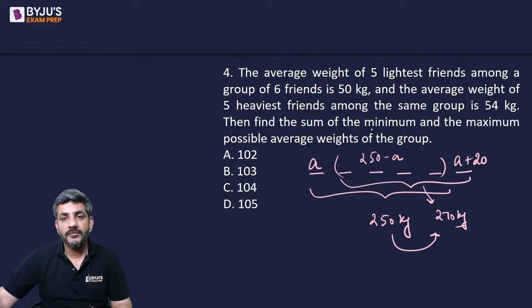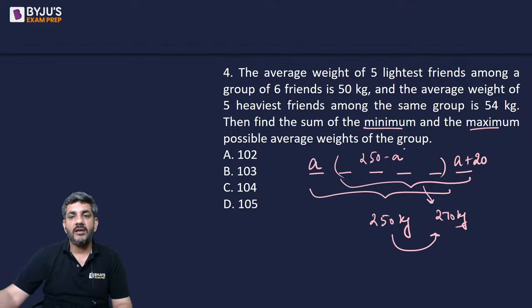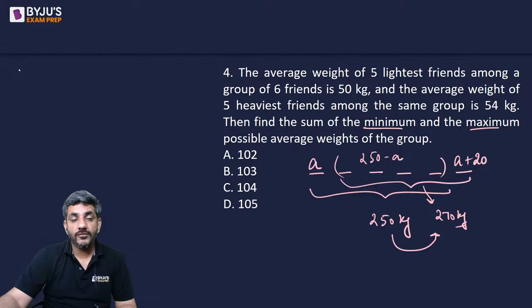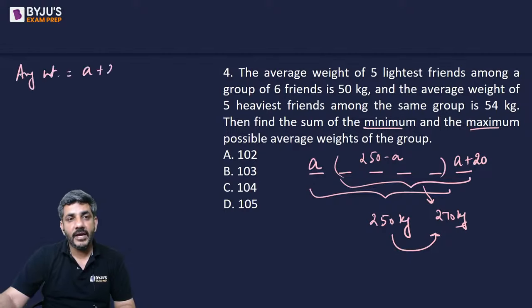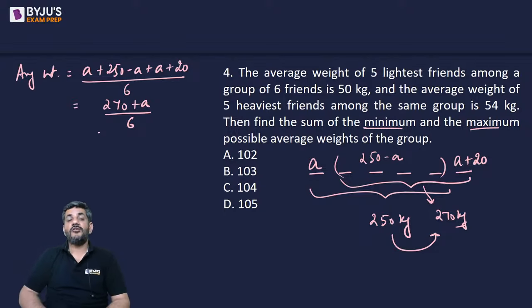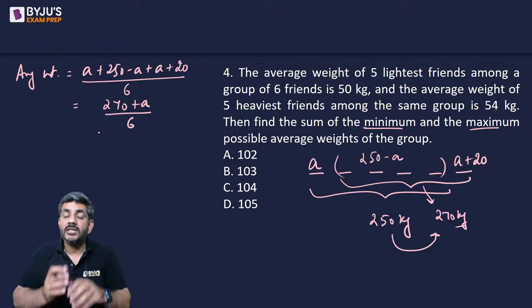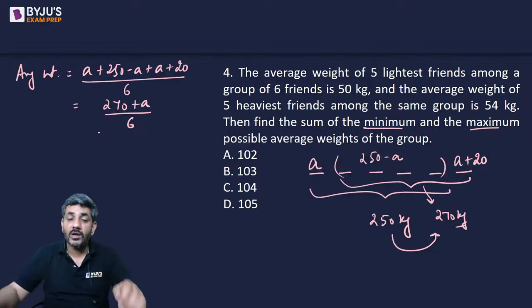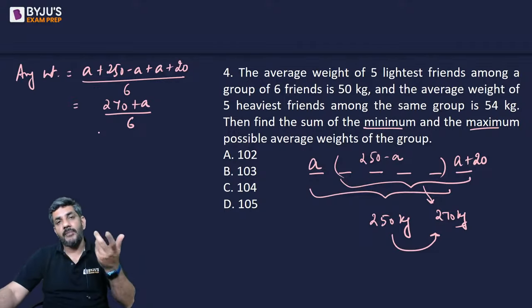Question says find the sum of the minimum and maximum possible average weight of the group. Now first of all, what is the average weight of the group? Average weight of the group is A plus 250 minus A plus 20, this whole divided by 6. And that gives me 270 plus A by 6. This will be maximum when A is maximum and minimum when A is minimum.